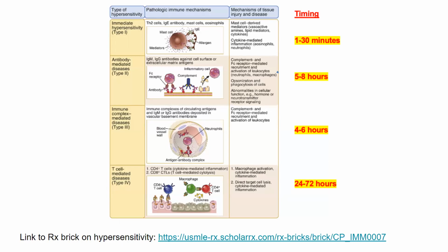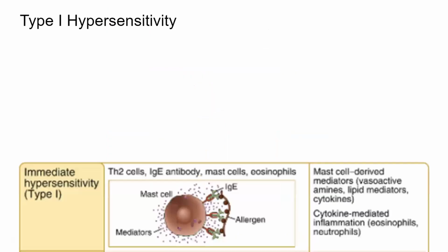Anyway, so, okay, hypersensitivity. This categorization will come up a lot. They'll give you a disorder and ask what type of hypersensitivity reaction this is, so it's useful to know the different types. There's a good RX brick on this, but we're going to talk about the overview of the different types. There are 4. Let's talk about type 1 hypersensitivity first.